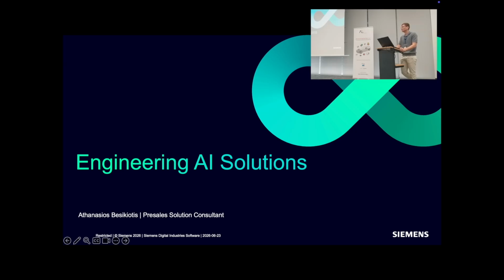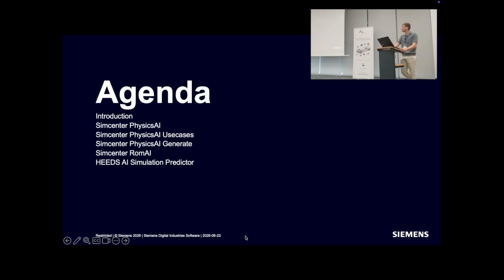So right now in this presentation, we're going to see in detail the engineering AI solutions that lie within the SimCenter portfolio, simulation portfolio. So just a brief agenda here. We're going to start with a small introduction. Then we're going to check SimCenter Physics AI and some Physics AI use cases. Afterwards, we're going to talk about SimCenter Physics AI Generate. After that, ROM AI. And last but not least, we're going to talk about HEEDS AI Simulation Predictor.